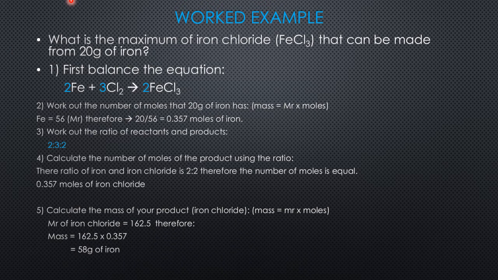Now we need to calculate the mass of your product, iron chloride. So the Mr, the molar mass of iron chloride, is 162.5. Now all we need to do is multiply the molar mass by the moles. And what we should result in is 162.5 times 0.357 should give you 58 grams of iron chloride. Now this all looks a bit complicated. So what we can do is use a table instead to make life easy.